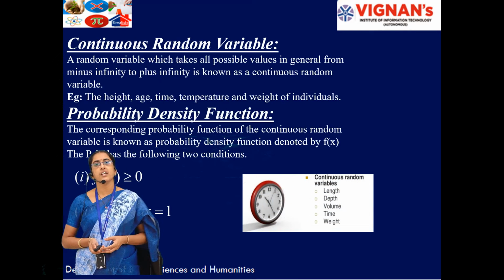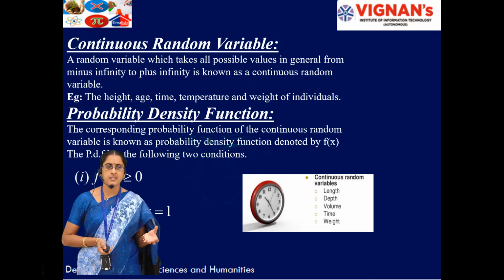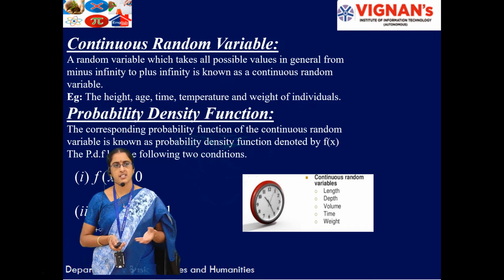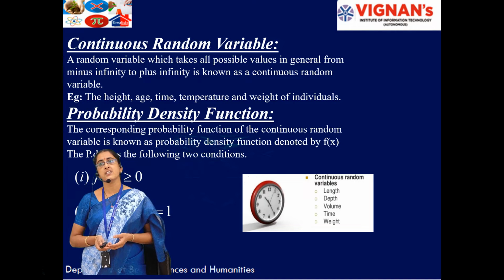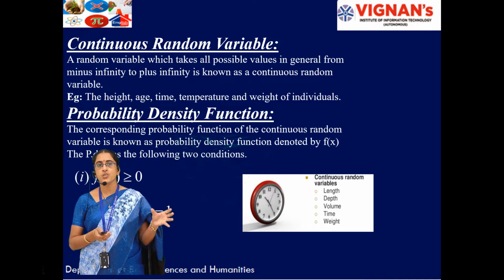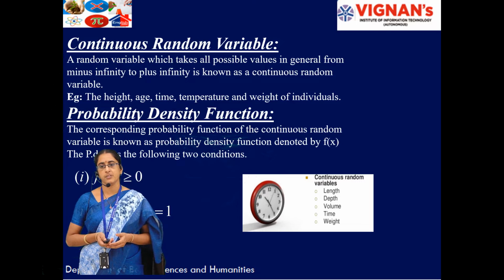So a continuous random variable means a variable which takes all possible values in general from minus infinity to plus infinity. So you can consider the height, age, time, temperature and weight of individuals, or the persons waiting at the railway reservation counter, as I said before, and also you can consider the number of SMSs posted in that particular social website, right?